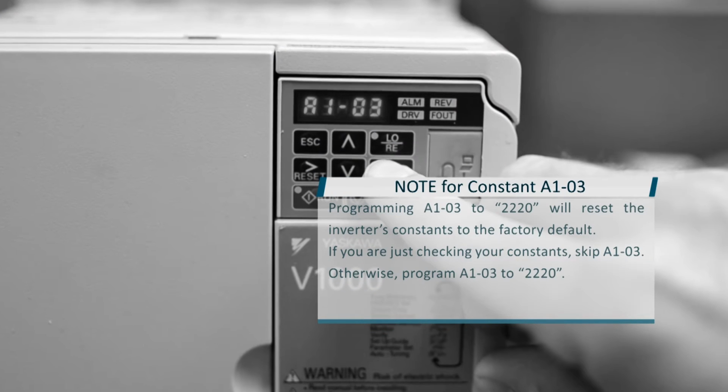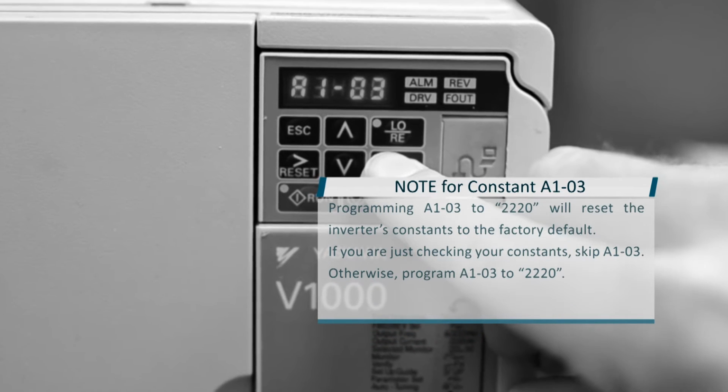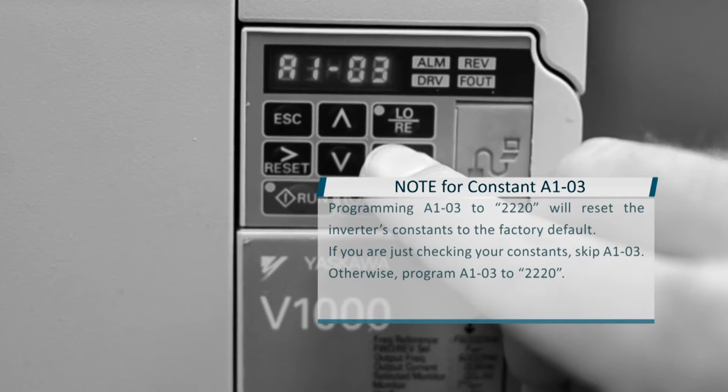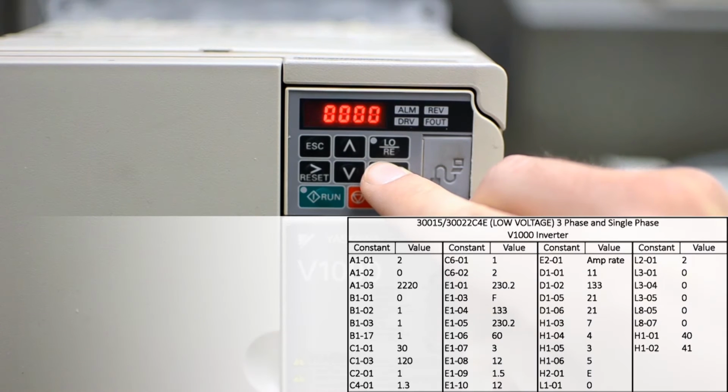Note, when programming A103 to 2220, this will reset the inverter to the default constants. If you are merely checking parameters, do not set A103 to 2220. You'll have to start all over from scratch and reprogram the inverter.